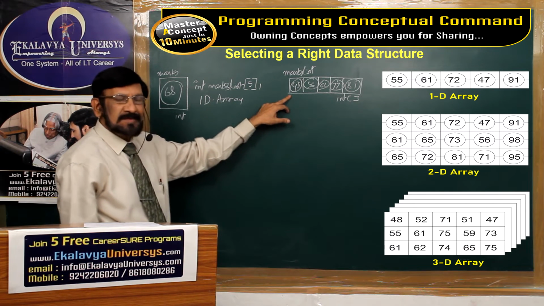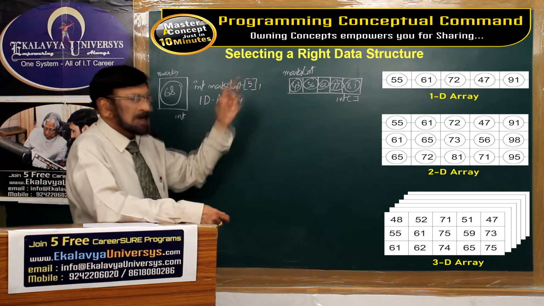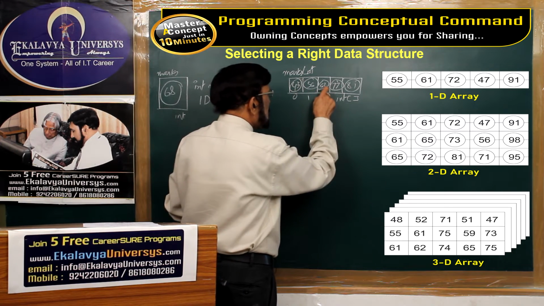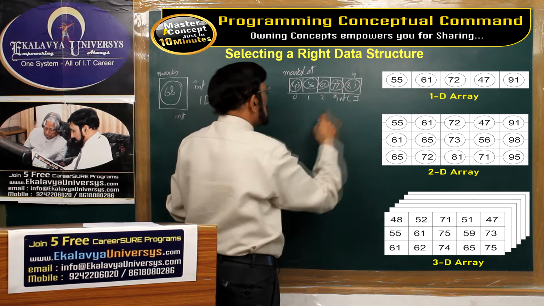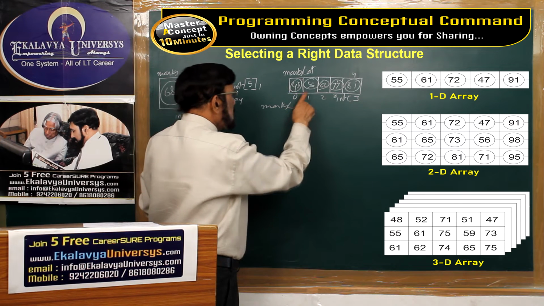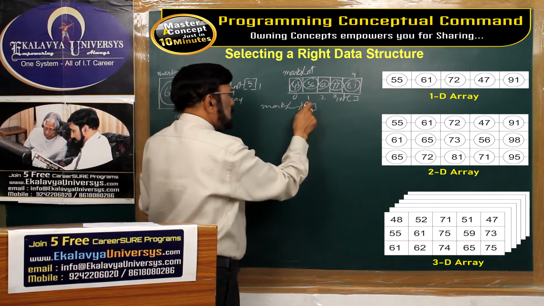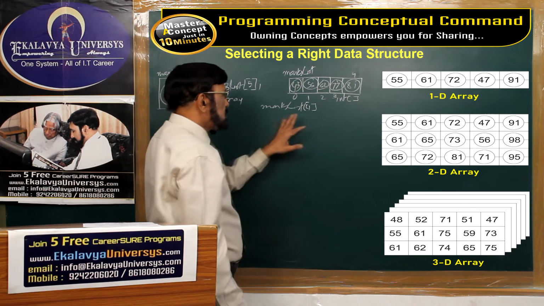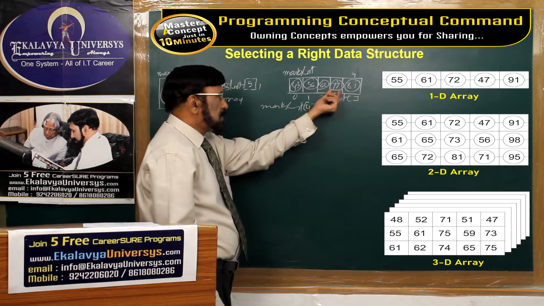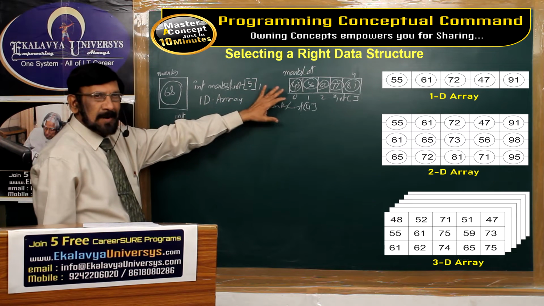In order to access this, in computers all indexes are 0-based indexes. That means here the index is 0, not 1. 0, 1, 2, 3, this is 4. So if you want to retrieve an element, what do you write? marklist[0] means 45. marklist[4] means 81. All are 0-based indexes. First element 0, second element 1, 2, 3, 4, not 5. If you mention 5, an error will come. So this is a one-dimensional array.